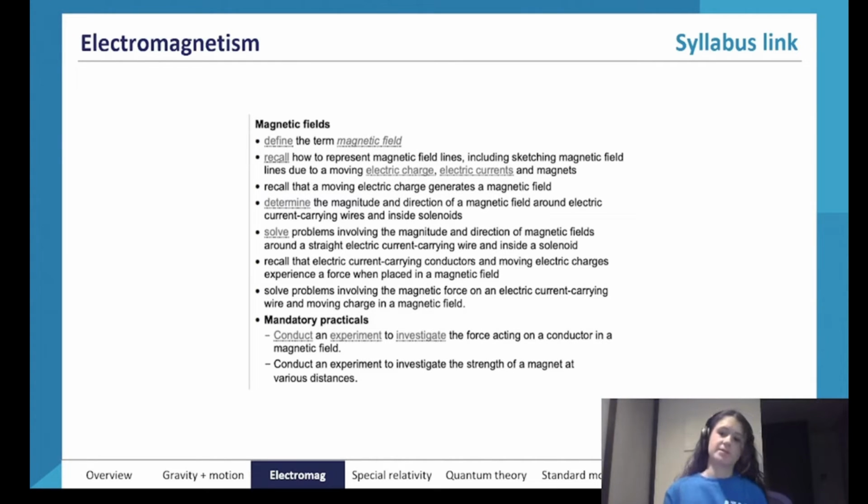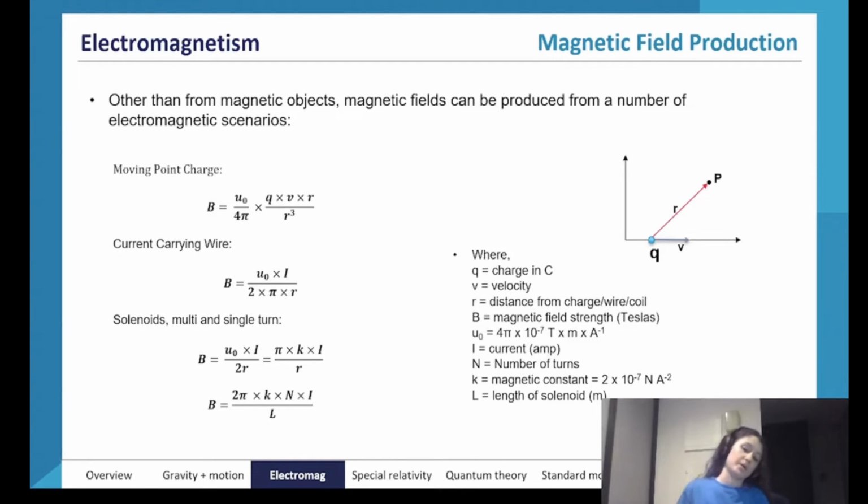This is our syllabus link for magnetic fields. So what we need to learn for magnetic fields is we need to define a magnetic field. We need to understand representing all of the properties of magnetic fields. We need to solve problems involving magnetic fields and current carrying conductors and wires. So let's get into how we actually do that.